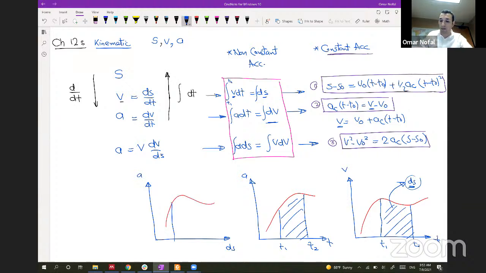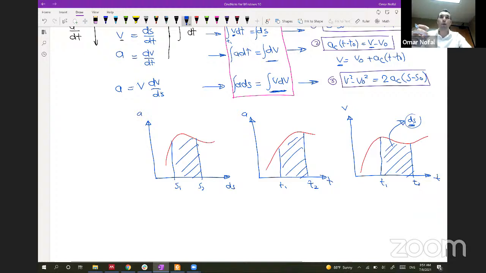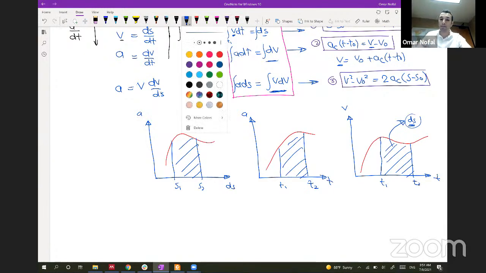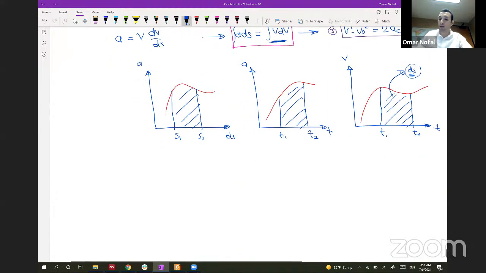So if you were able to get the integration, the area under the curve from, for example, S1 to S2, this should give you the right-hand side. And also you should be able to interpret the curve. Sometimes I give this in the exam, and that's what you learn in your homework.